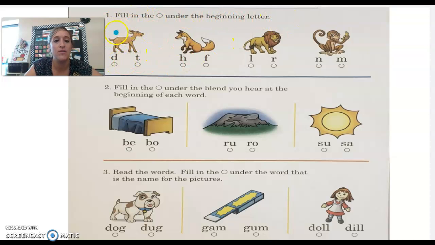So this is a picture of a deer. Deer. Let's put a circle under the letter that says d. Good, this one. All right, this is a fox. Fox. Let's fill in the circle under the letter that says F.